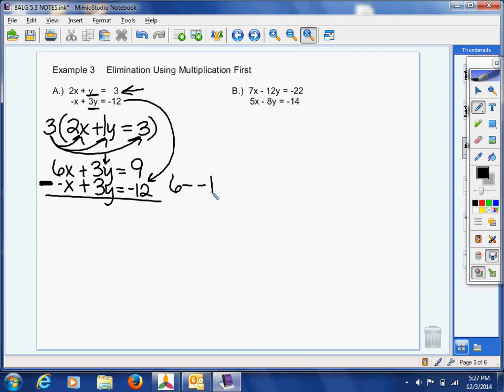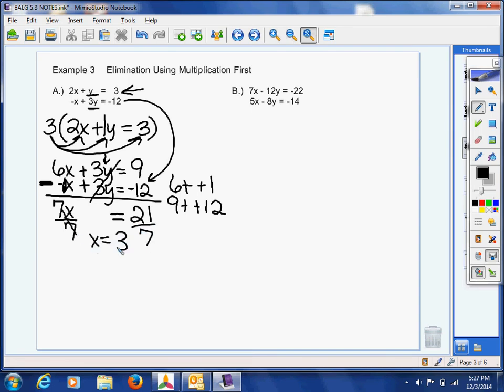6 minus negative 1. Remember, that's a negative 1 in front of that x. That's actually 6 plus 1, which is 7x. 3 minus 3, 0. Those are going to cancel out. Drop down your equal sign. 9 minus a negative 12 is the same thing as 9 plus 12, which is 21. Divide by 7, and we've got x equals 3.